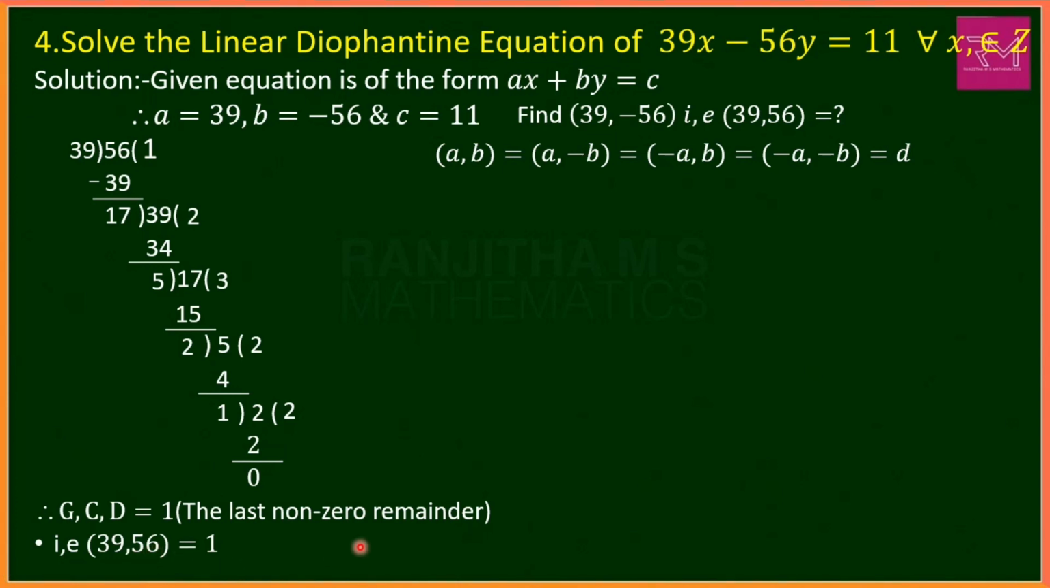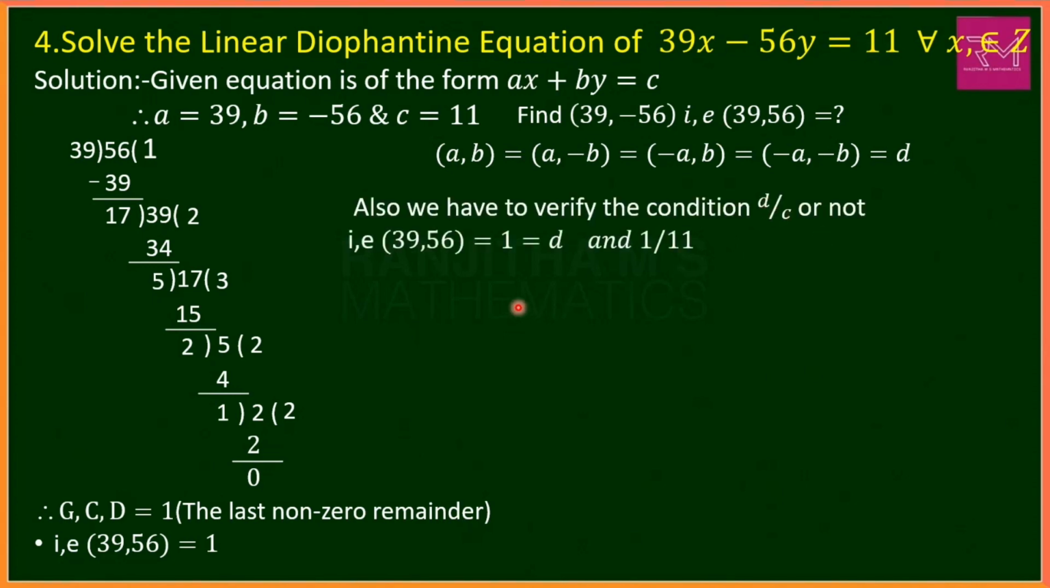Next, we have to verify that the GCD value divides the value c. That is, we have to verify the condition d divides c or not. GCD of 39 and 56 is 1. That is the value of d. We know that d, that is 1, divides 11.